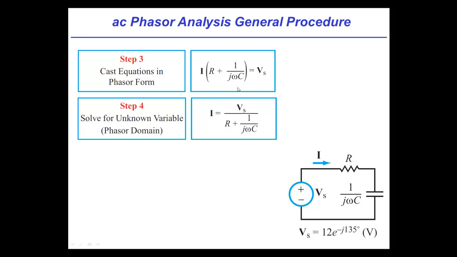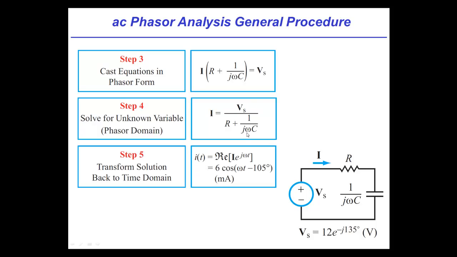Now let's take the actual step of going back from this form. This is all in the phasor domain. Let's figure out how we would go back into the time domain. We've got to go back because the thing I want is the time domain current. That's the real answer. But here's the key point.